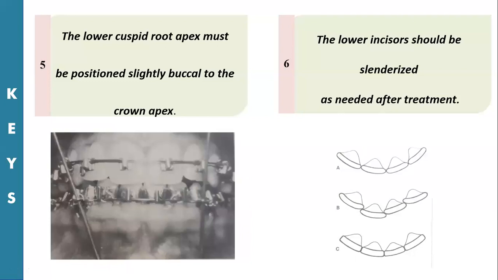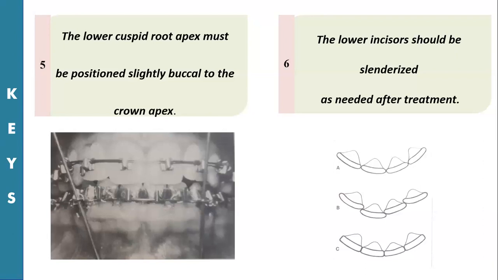This was an extension from the incisor to the canine. That was also, the apex was again positioned distal to the crown. What was the fourth one? The root of the lower incisor must be in the same labiolingual plane. Yes.